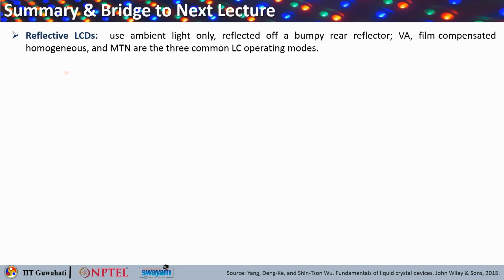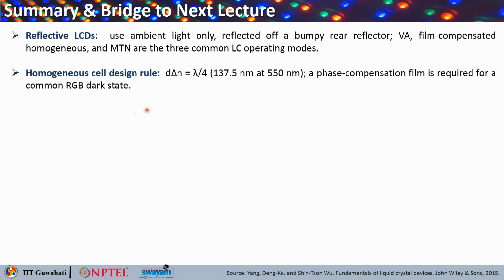So, to summarize, the reflective LCDs use only ambient light, which is reflected off a bumpy rear reflector. Vertical alignment, film compensated homogeneous and multi-mode twisted nematic: these are the three common liquid crystal operating modes. The homogeneous cell design rule is that d delta n will be lambda by 4, which is calculated to be 137.5 nanometer at 550 nanometer wavelength. Okay, that is the peak of the human photopic sensitivity.